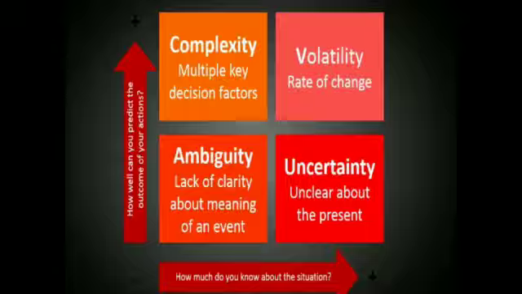In the acronym VUCA, C stands for complexity. Here complexity means multiple key decision factors. What do multiple key decision factors mean? Complexity refers to the number of factors that we need to take into account, their variety and the relationship between them. That means there are so many factors involved and they are interconnected with each other.